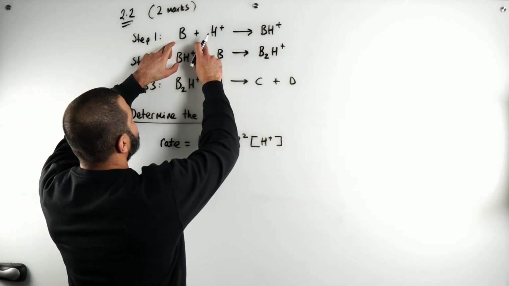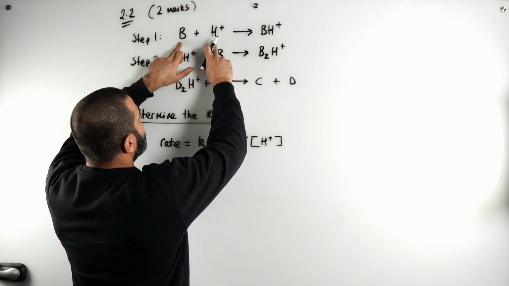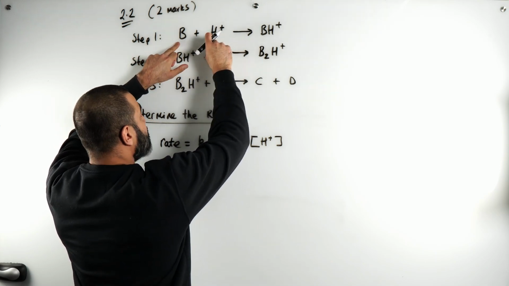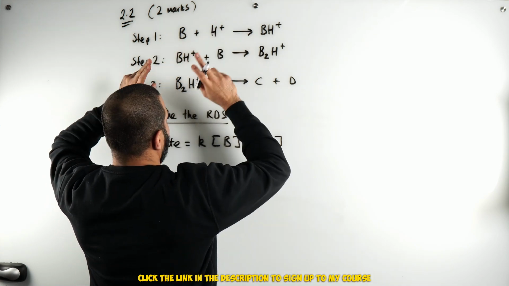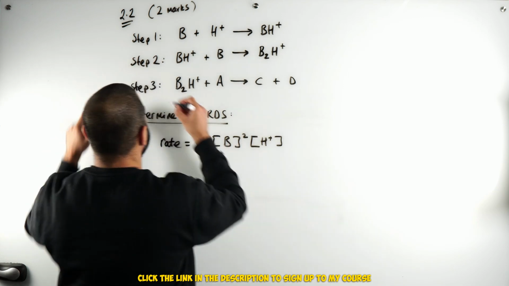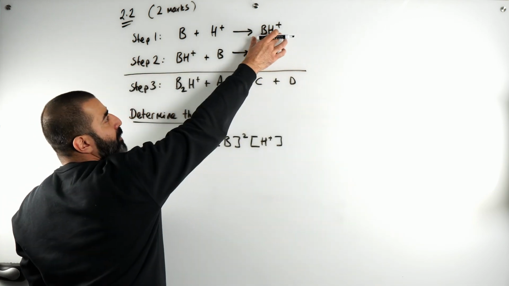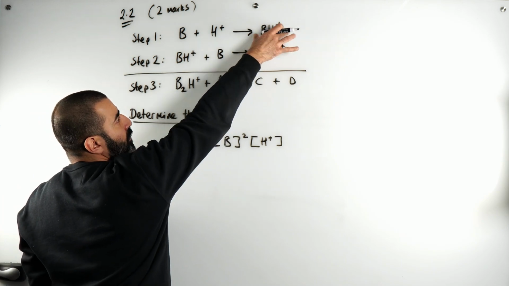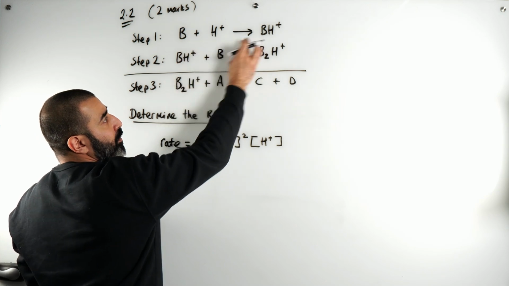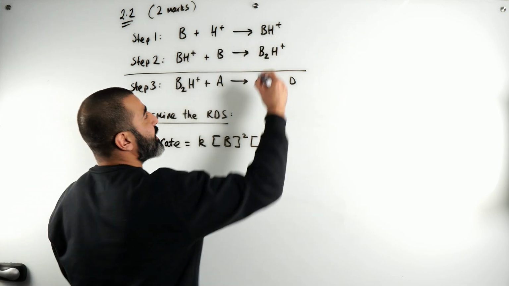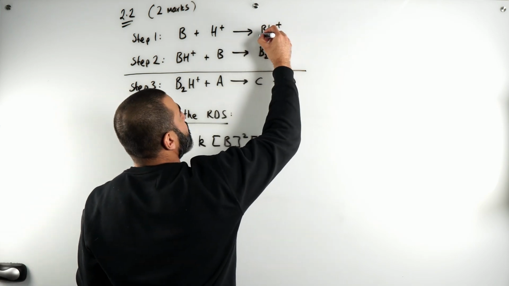So if we have a look at step 1, well, step 1 is definitely part of our mechanism because we've got 1 mole of B and 1 mole of the hydrogen ions reacting, okay? Now, let's have a look at step 2. I'm going to draw a line here. What do you notice about BH plus? It's produced in step 1, but it's also consumed in step 2. Well, this is a bit like going to Cornwall. This is our intermediate, okay? And the intermediates do not appear in the rate equation.